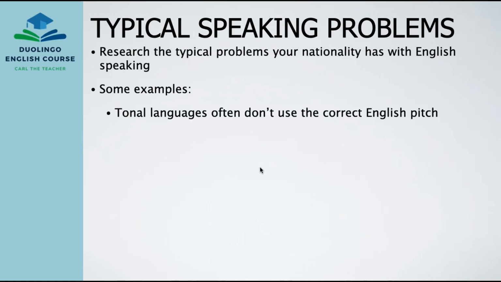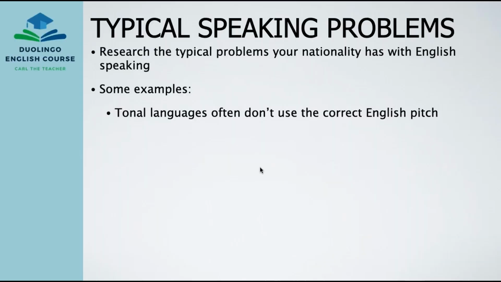An Italian speaker will have slightly different problems from a Spanish speaker. They will have quite different problems from a Vietnamese speaker or from a Chinese or a Russian speaker, for example. Here's some examples. Tonal languages, which tend to be Asian languages, often don't use the correct English pitch. I know in Vietnam, and when I lived in Thailand, the way that they spoke English was quite flat. They sort of talked a bit like a robot. They didn't have that natural going up and going down that we have in English.